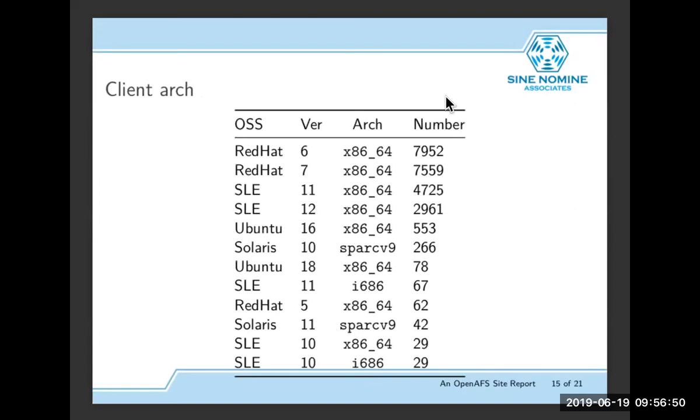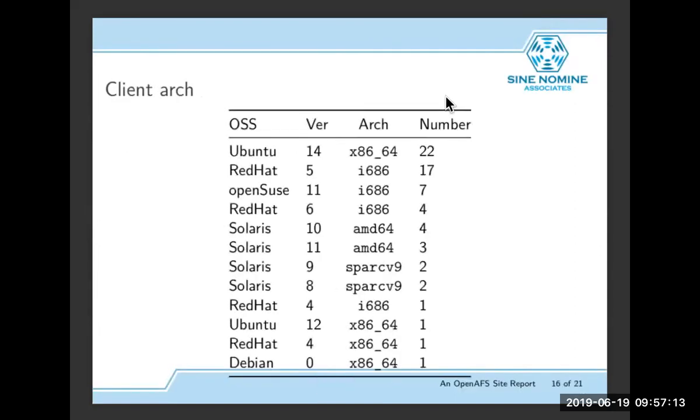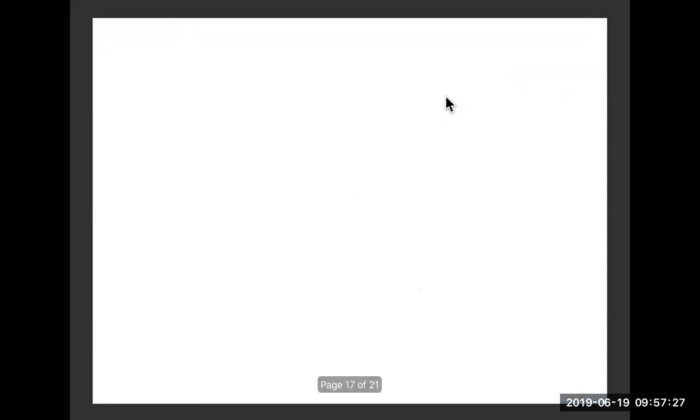And here's a breakdown of the types of architectures we're running for clients. Most of our clients are Red Hat 6 and 7 on x86, but there's a mixture. There's some Solaris SPARC still in production, and some 32-bit SLES machines, it looks like. A few Solaris 10 x86 machines. And the Debian developer running on Intel, apparently.